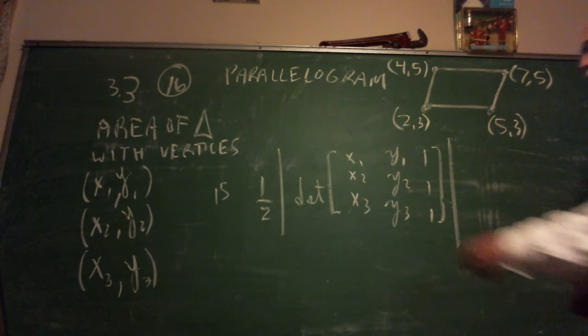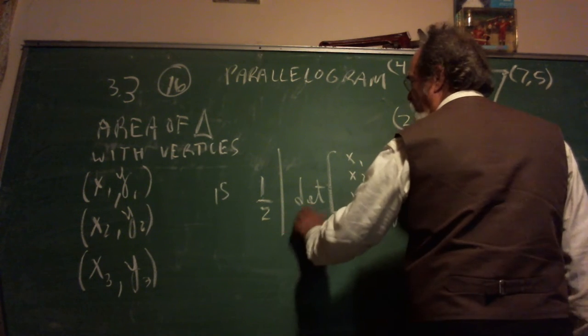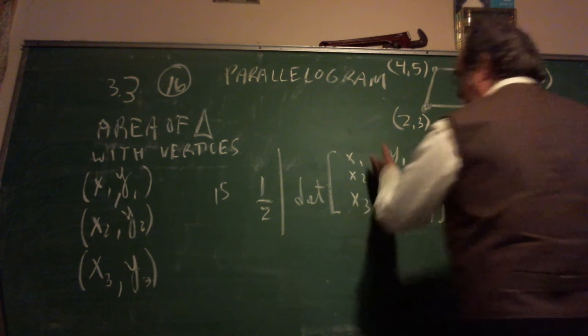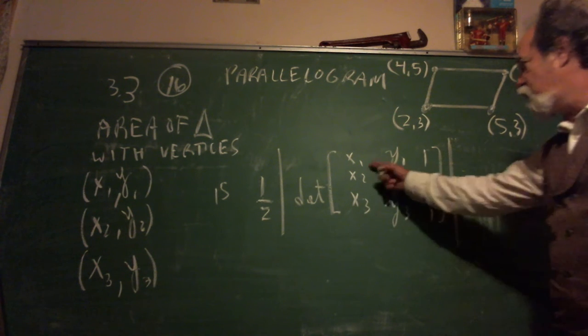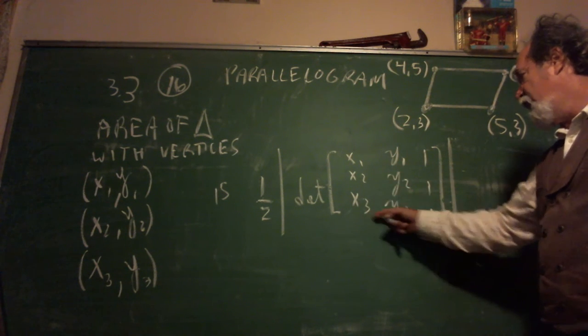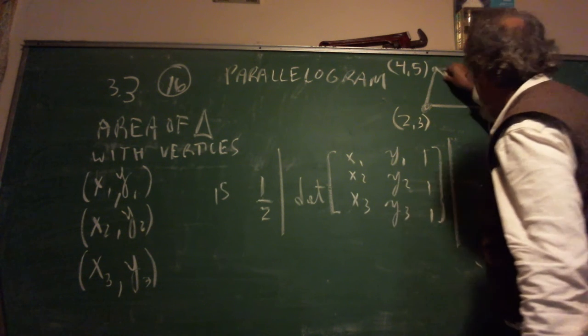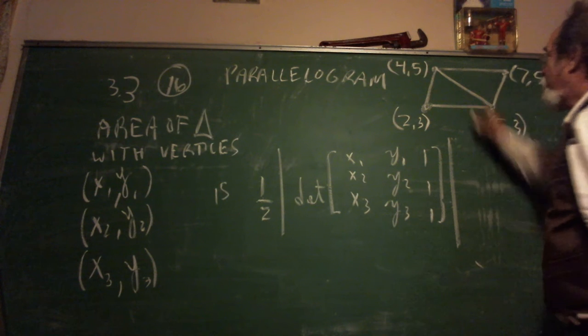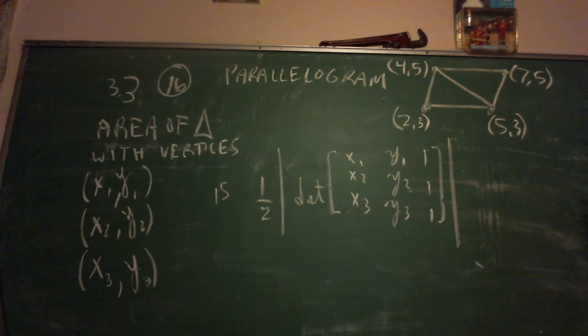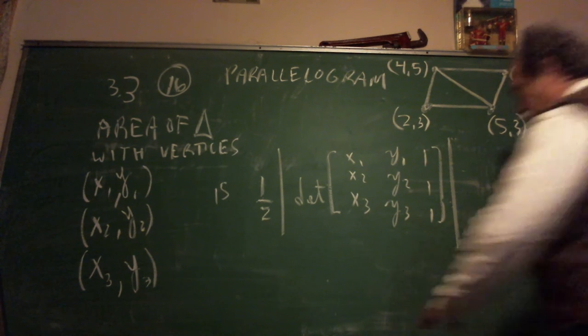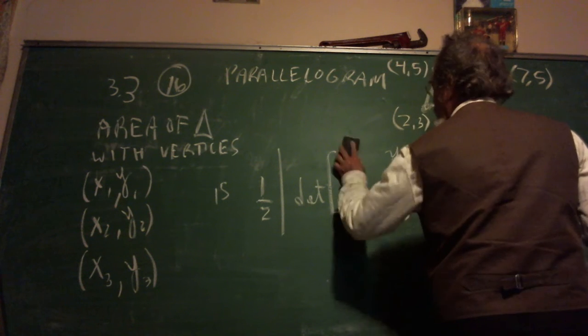It's 1/2 the absolute value of the determinant of this matrix. And there's your ordered pairs: x1, y1, x2, y2, x3, y3. So here's what we're going to do. I'm going to throw in this diagonal, and I'm going to find the area of that little triangle right there. So, erasing and substituting in.